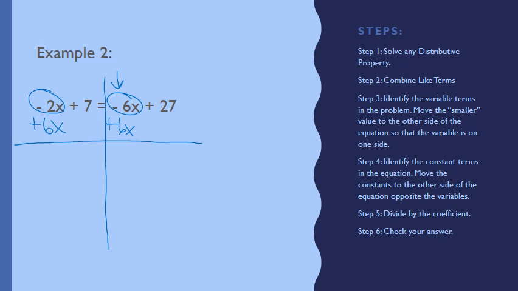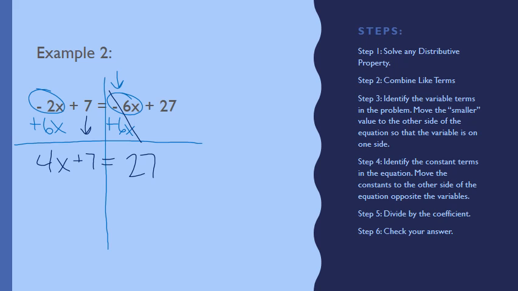Negative 2x plus 6x, that's negative 2 plus 6, is 4x. We'll keep the plus 7 exactly where it is. Negative 6 plus 6 is 0, it goes away. And then we still have positive 27, but I'm lazy and I'm just going to write 27. Now I have an equation that I know how to solve like I normally do.